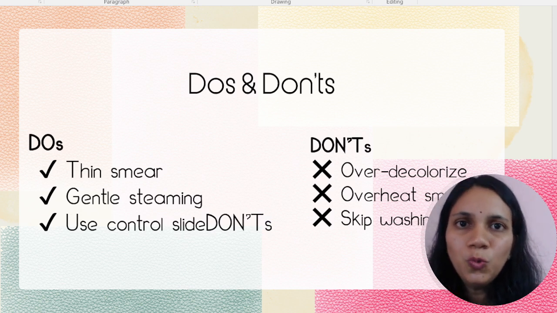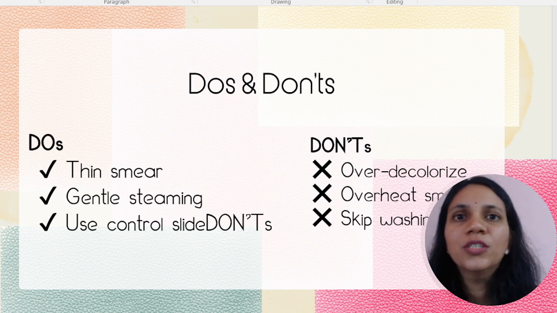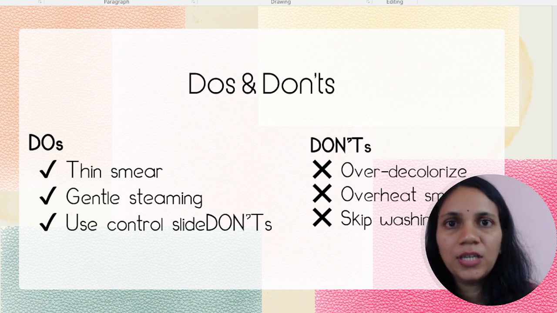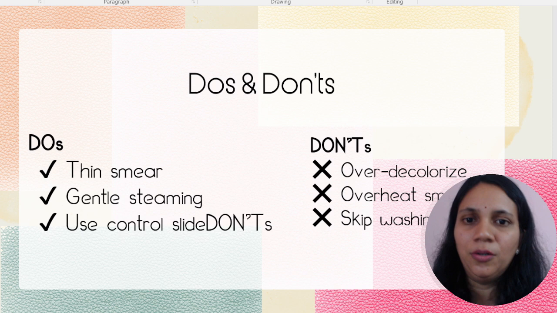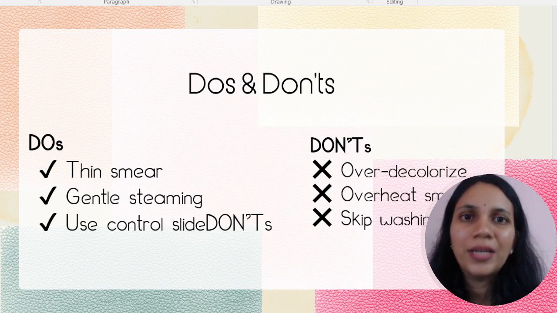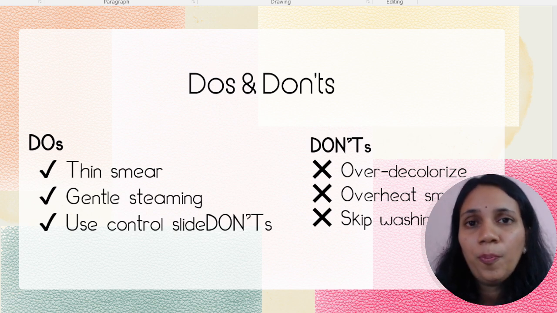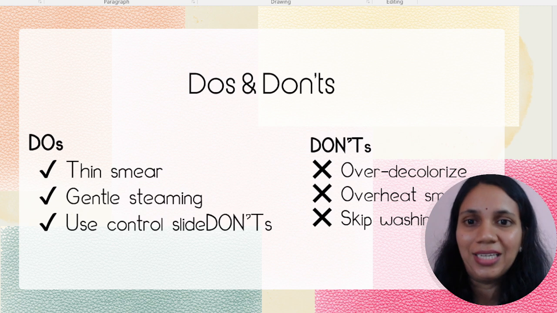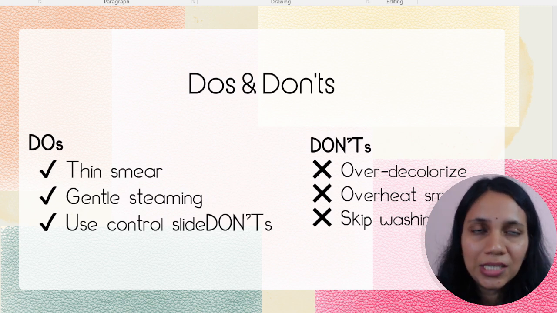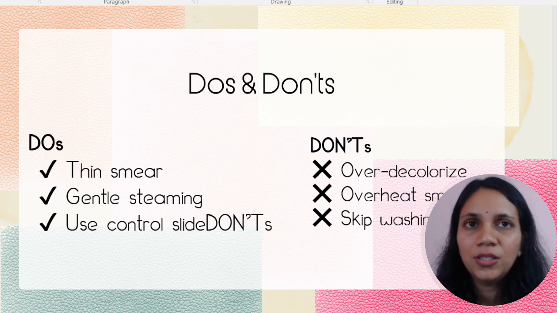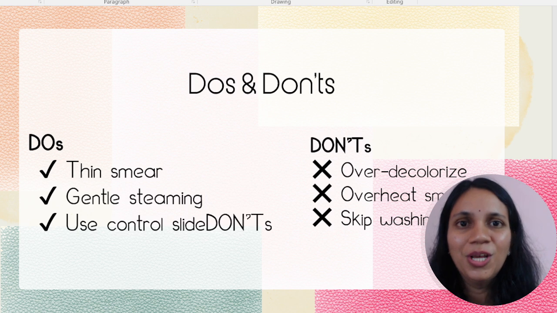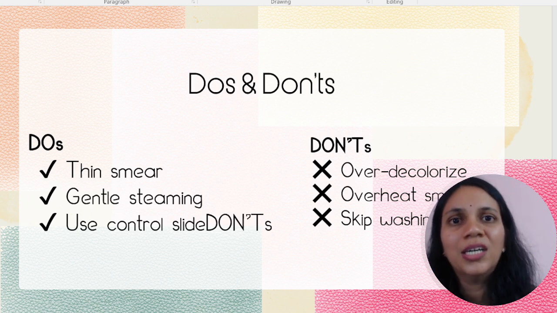So let's see some of the do's and the don'ts here. It is very important, as I have already mentioned, that we use a thin smear, because it will allow better penetration and you will get very good clarity in the result. Next is heat gently. It should be approaching steaming but not boiling, right? And finally, you always use a control slide. The reason why we need a control slide is it helps us in differentiating the colors. Sometimes it causes confusion, so it is always advisable to use a control slide.